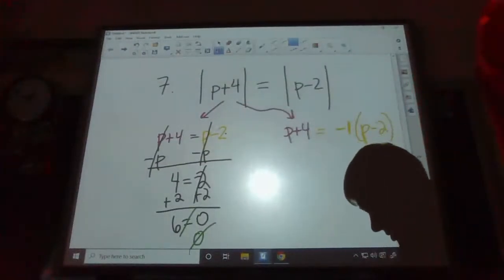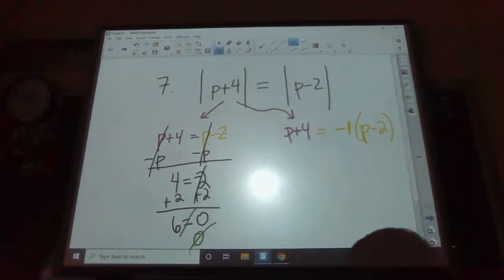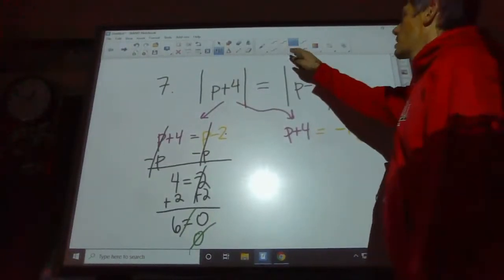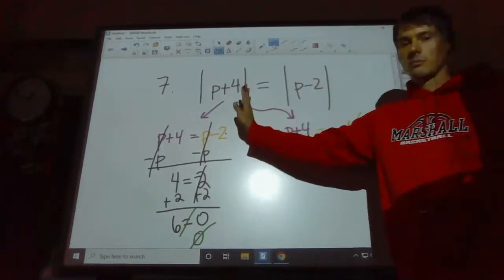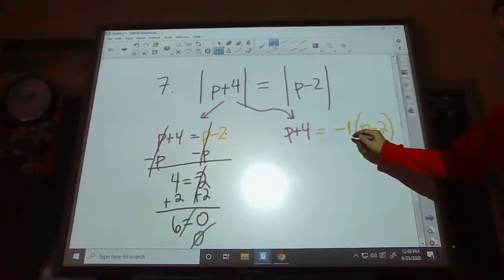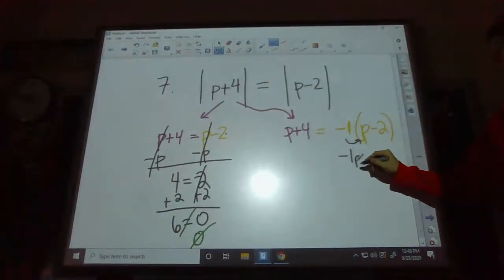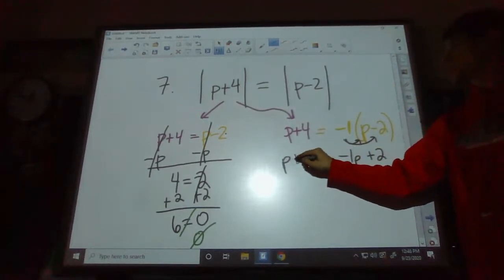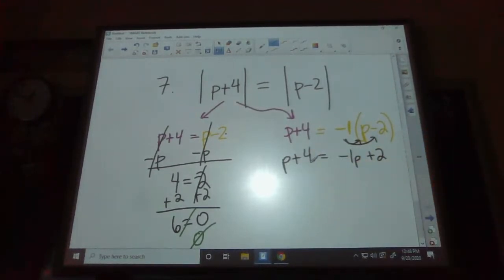Now, that doesn't mean the whole thing is no solution, because maybe over here we will get an answer. So let's try the right-hand side. That left-hand side was a total bust. Didn't get anything. But over here, I can do it. -1 times P, -1 times -2. I can do that. And then on the left-hand side, just copy it down, P plus 4.